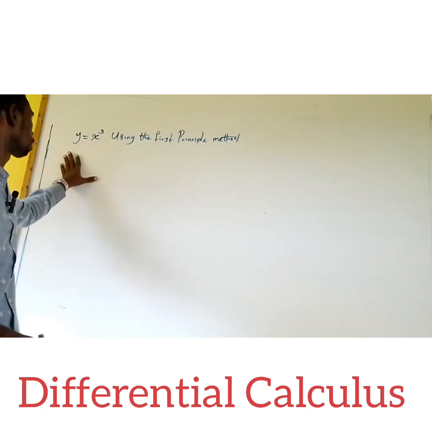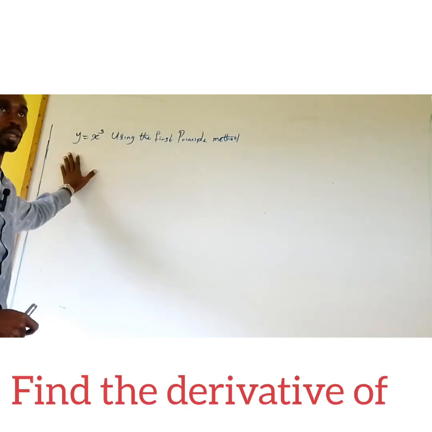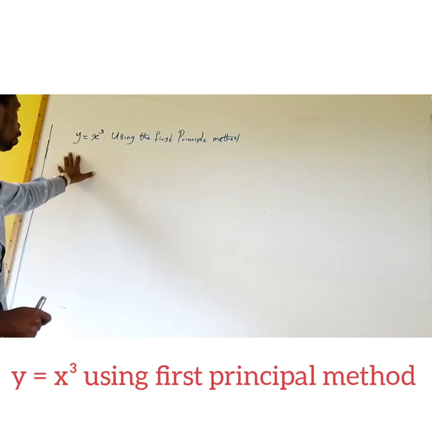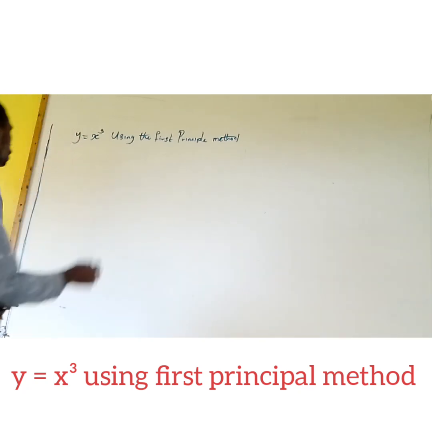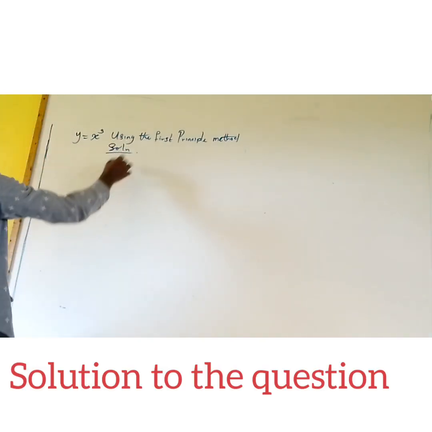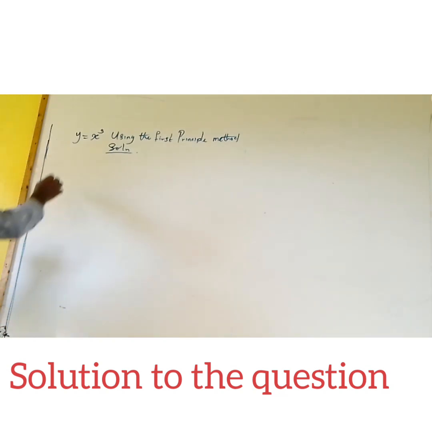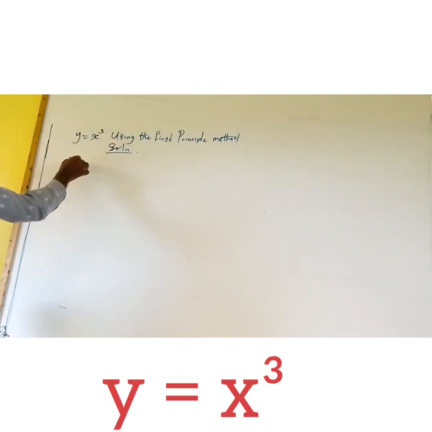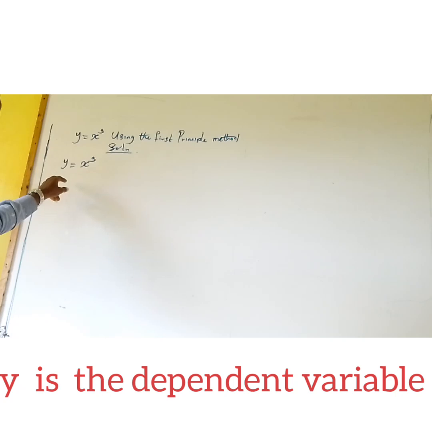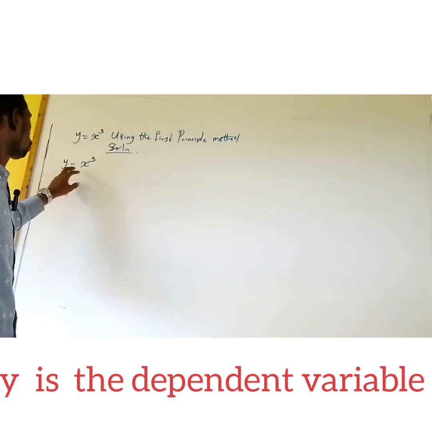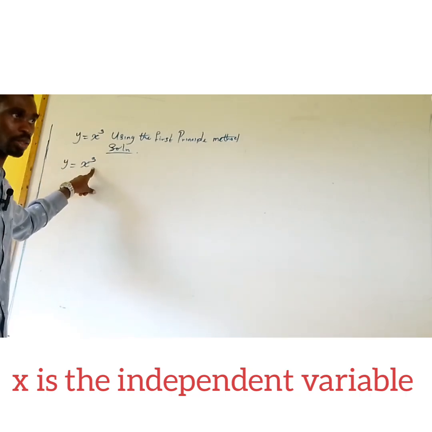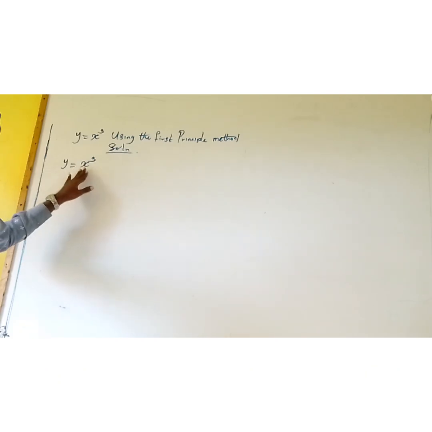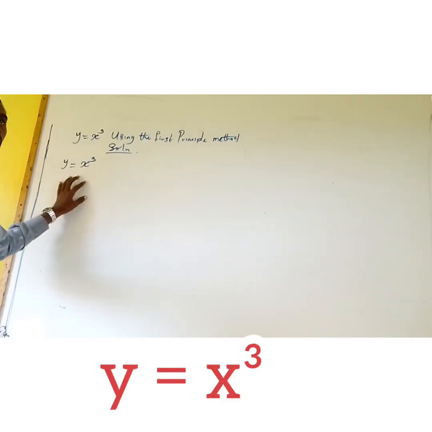We're asked to find the derivative of y equals x cubed using the first principle method. Let's start. Solution. Now here, y is equal to x cubed. Y here is the dependent variable, while x is independent because y depends on the value of x. So y equals x cubed using first principle method.